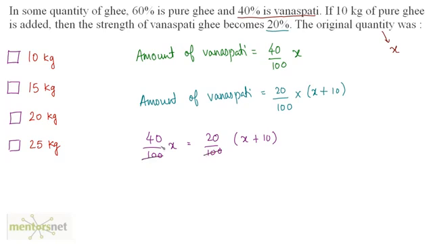This 100 and this 100 get cancelled out. This 20 times 2 is 40. So 2X is equal to X plus 10. So 2X minus X, which is X, is equal to 10. So the original quantity was 10 kgs.